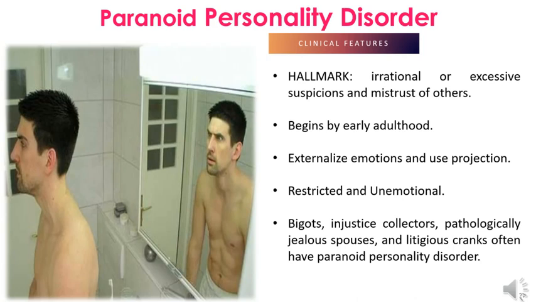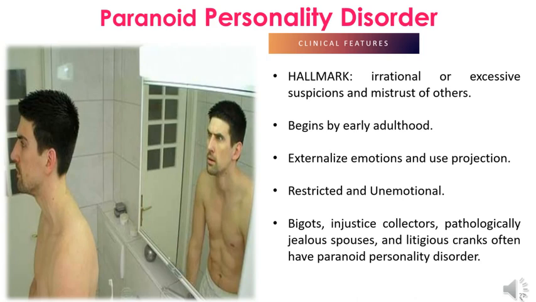Such persons are often pathologically jealous and question the fidelity of their spouses or sexual partners. Persons with this disorder externalize their own emotions and use the defense of projection. They attribute to others the impulses and thoughts that they cannot accept in themselves. Ideas of reference and logically defended illusions are common. Persons with paranoid personality disorder are affectively restricted and appear to be unemotional. They pride themselves on being rational and objective, but such is not the case.